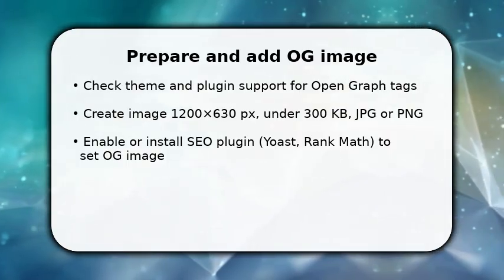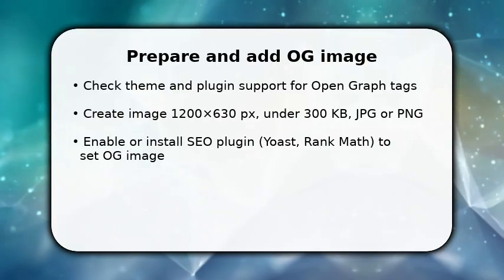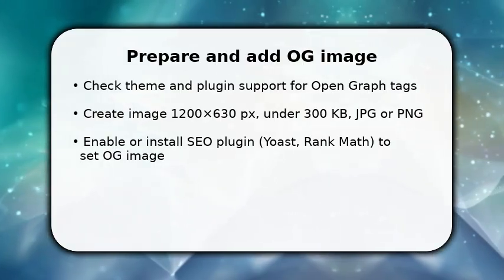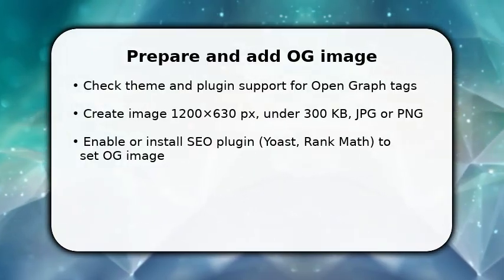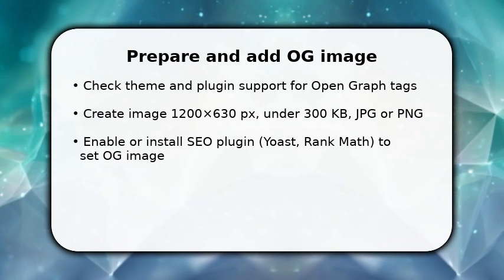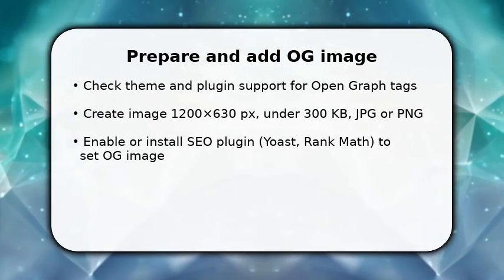Then install or open your SEO plugin like Yoast or Rank Math and locate the social or sharing panel. This is where you upload the OG image. Once done, save the post and clear any caching so the new preview image can propagate to crawlers.